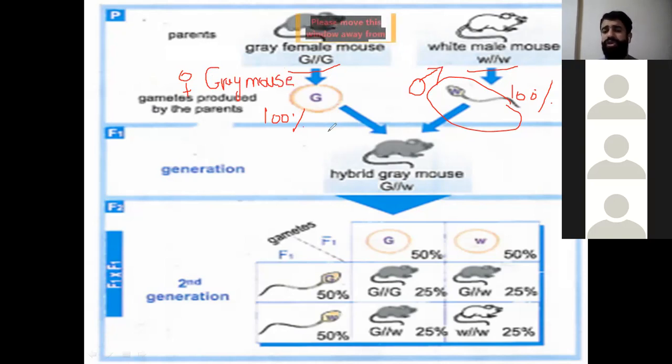Okay, so crossing these ones, G and W, what do they give? They give a hybrid gray mouse. What is the meaning of hybrid? It's heterozygous, having genotype G from the mother and W from the father. So it's heterozygous, having the genotype GW.